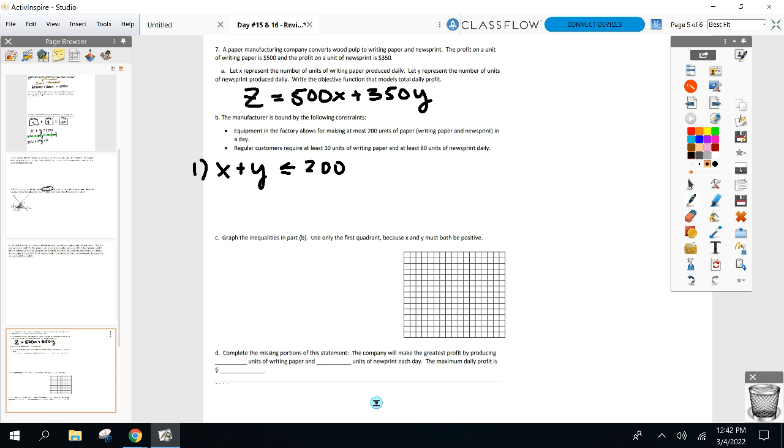Now be careful with this next one because you just think it's one inequality because it's one bullet, but nope, read it carefully. You're better than that. You have to have at least 10 units of writing paper, so X is greater than or equal to 10. And then at least 80 units of newsprint, Y is greater than or equal to 80. Diagonal, vertical, horizontal. 3 lines, right? I don't want to see anybody finding intercepts for number 2 and 3. Come on. We're above that.